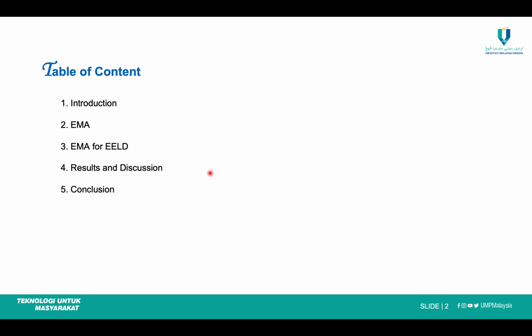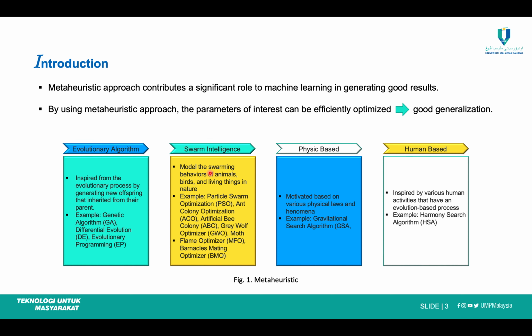So this is the table of contents of my presentation. It consists of the introduction, followed by the evolutionary mating algorithm, and then the evolutionary mating algorithm for solving the economic emission load dispatch. We proceed with the results and discussion, and finally the conclusion. As an introduction, basically the metaheuristic approach contributes a significant role to machine learning as well as optimization problems to obtain good results. By opting for the metaheuristic approach, the parameters of interest can be efficiently optimized so that we can get a good generalization.